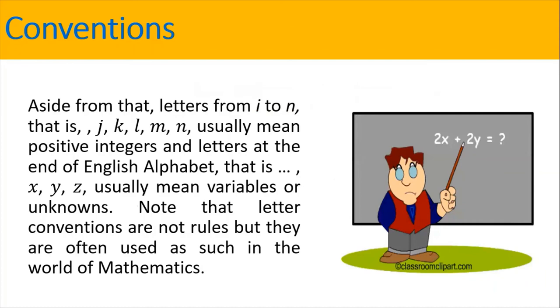Aside from that, letters from I to N, that is J, K, L, M, N, usually mean positive integers, and letters at the end of the English alphabet, that is X, Y, Z, usually mean variables or unknowns. Note that letter conventions are not rules, but they are often used as such in the world of mathematics.